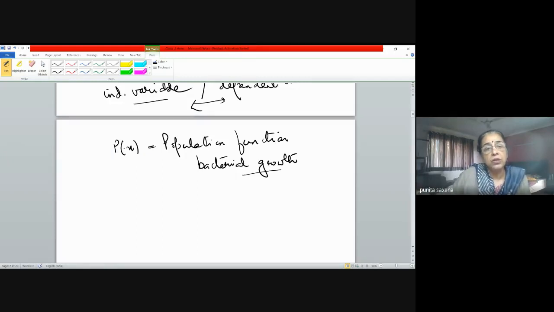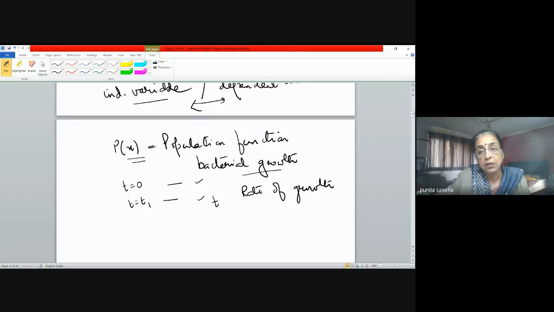So what I do is I observe the population, like at time t equal to 0, there are some number of bacteria in that medium. Then at time t equal to t1, after a certain interval of time, I have something else. Now I have to identify the time at which the rate of growth is maximum. Now understand this. I might be asked to do this kind of problem.